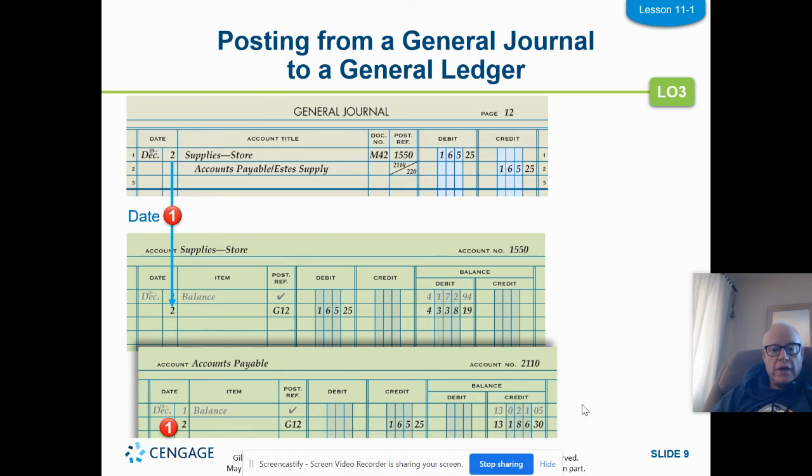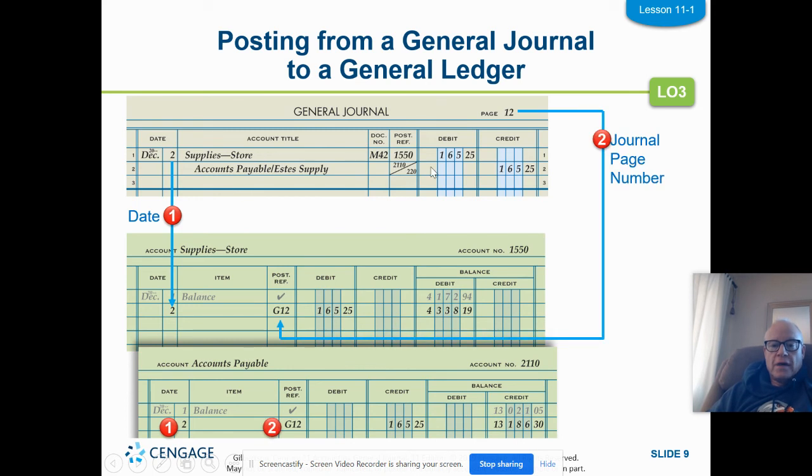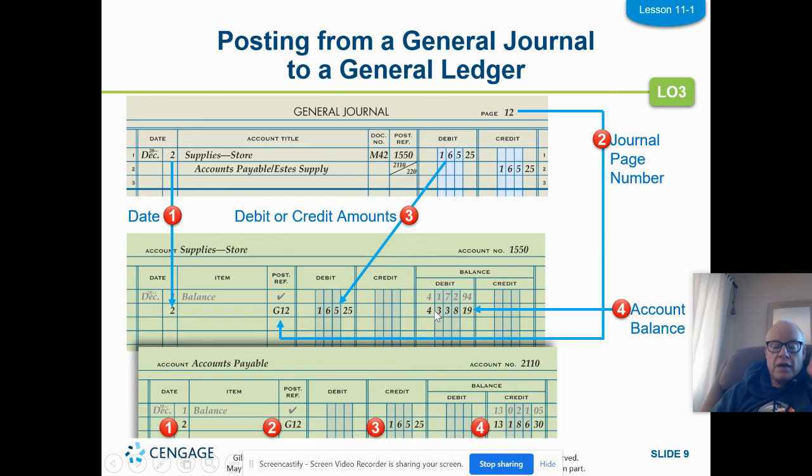Here is our general ledger. We're going to post supplies store. Now let's go back here. Hold on. Because they posted here, we go. We have supplies stores. We got the date. We have the journal page number, G12. Here we have the debit amount to supplies stores. We have a new account balance. We just increased the debit. Supplies, again, is something that at the end of the month we'll see how much we actually use by taking inventory of it.